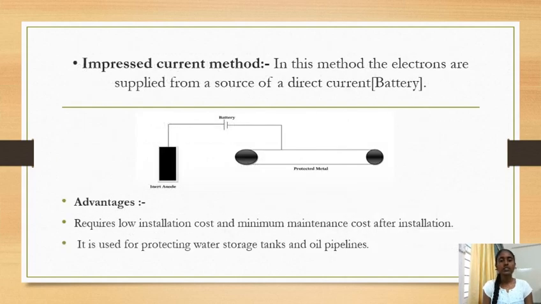Impressed current method. In this method, the electrons are supplied from a source of direct current or a battery. Advantages are that it requires low installation cost and minimum maintenance cost after installation. It is used for protecting water storage tanks and oil pipelines.